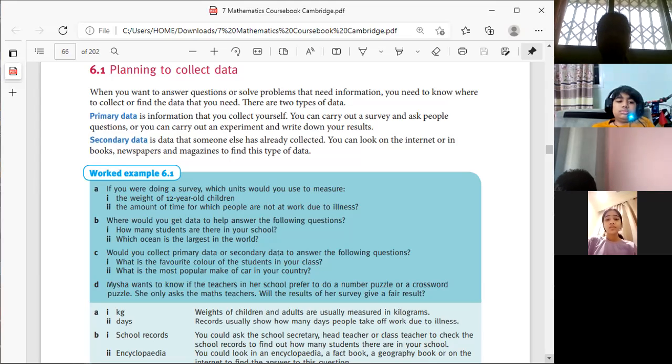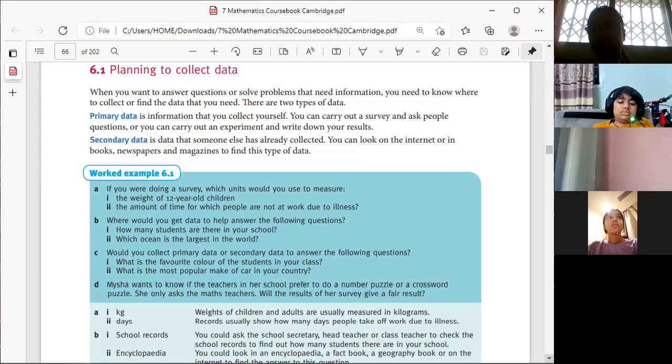That means, for example, the data that you have on the internet, have you gone and personally got the information? No, somebody has collected it for you, correct? In the books, in the newspapers, in the magazines, whatever data you get there is secondary data. Do you understand what I speak? Yes, ma'am. Okay.